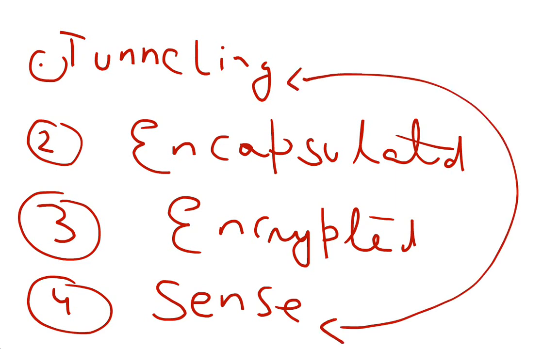And VPN came into existence because communication on the internet is not secure, and to make the communication secure between two points, VPN was established.